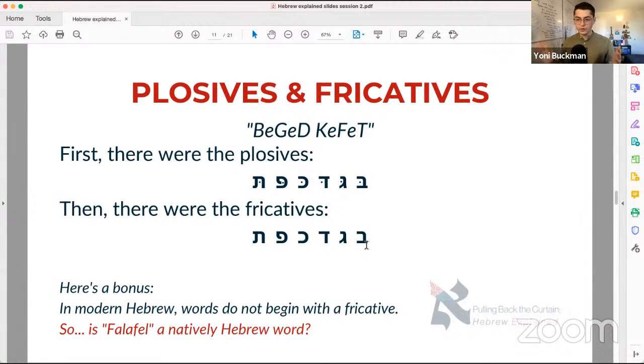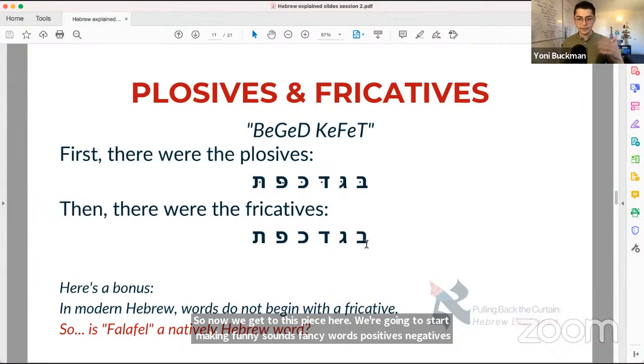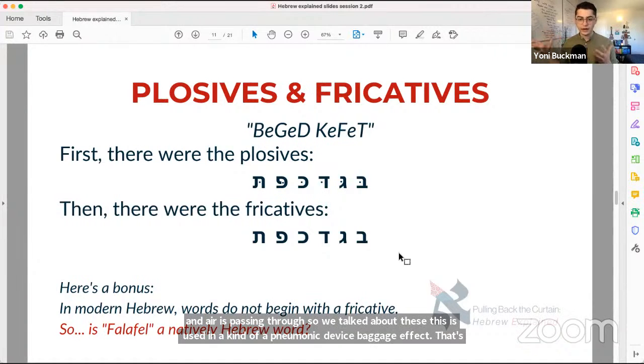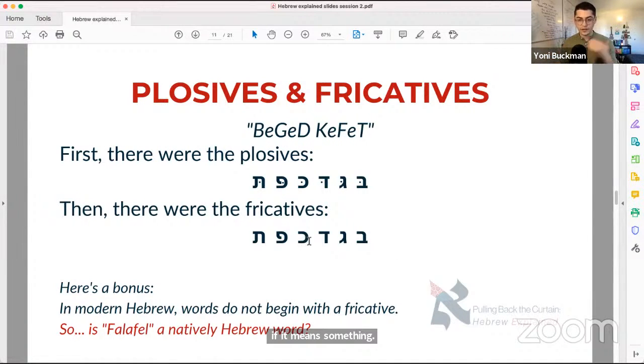That's a nonsensical word. It's literally just putting all of the letters next to each other so that you can remember them as if it means something. And so beged kefet, it's the bet, gimel, dalid, the kaf, the pei, and the tav. So this is where I mentioned before how we know that the word chacham cannot be spelled with a chaf. That would be the fricative, right?